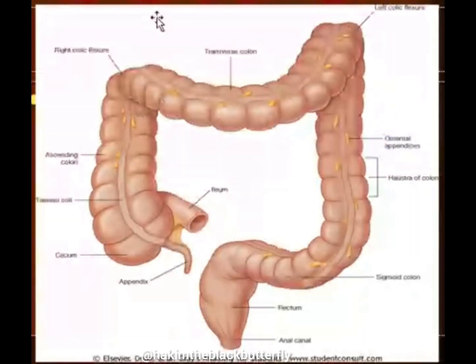Here we have the right lobe of the liver, which is big, maybe it pushes it down. Then we'll have our descending colon, which connects with the sigmoid. This curved one is the sigmoid colon, and the sigmoid colon connects to the rectum, and the rectum connects to the anal canal.